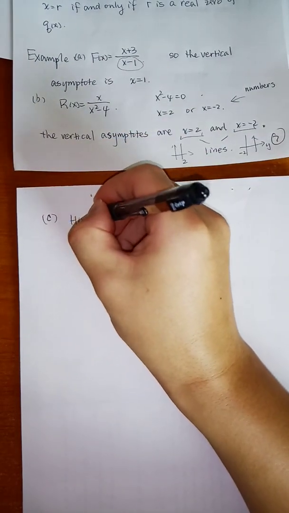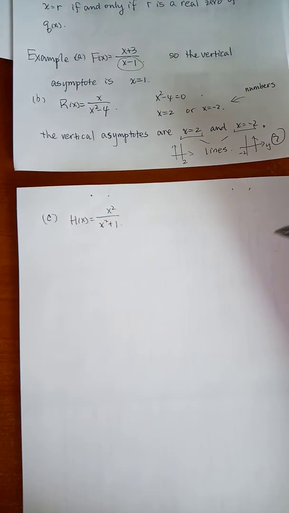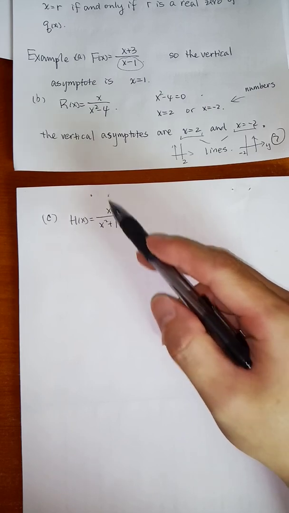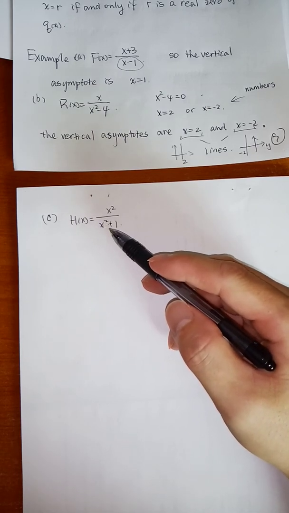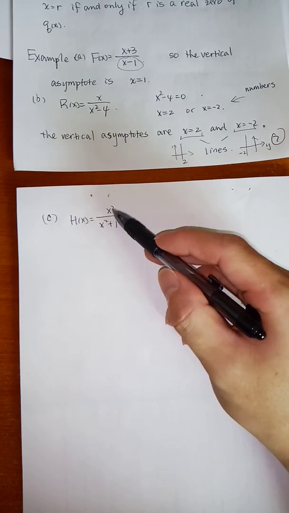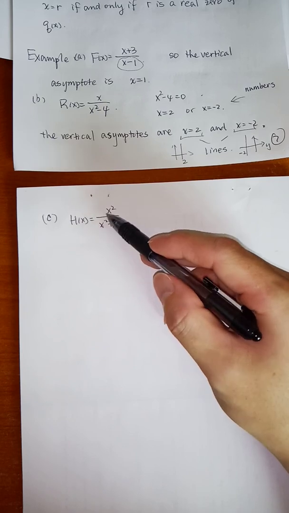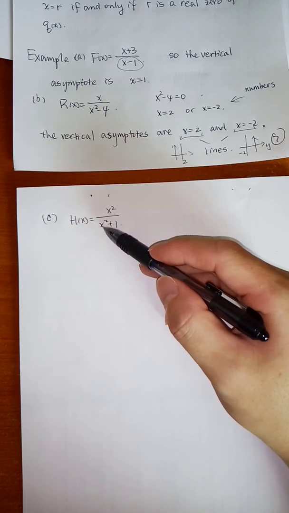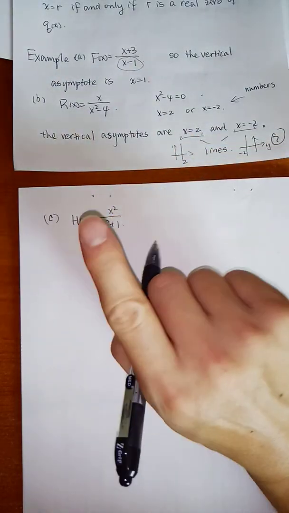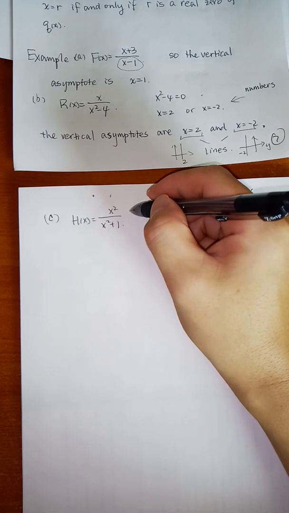Next. H of x is x squared over x squared plus 1. First, this is in the lowest terms because the numerator and denominator have no common factor. Even though they share the same x squared, they are not factors, they are terms. Right? Be careful. This is not the common factor. They are just the same term. You cannot cancel them. You can never cancel them. Okay, so it is in the lowest terms.